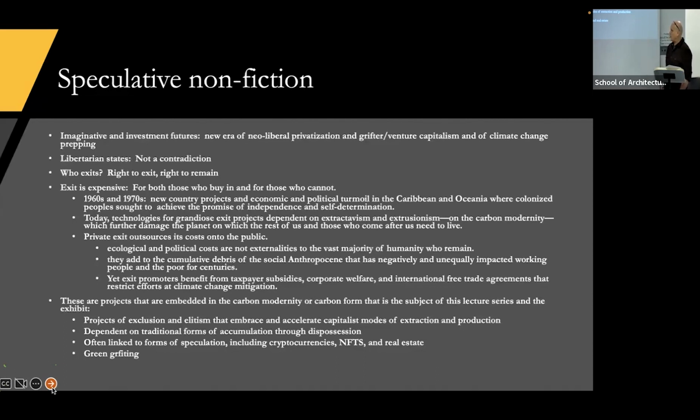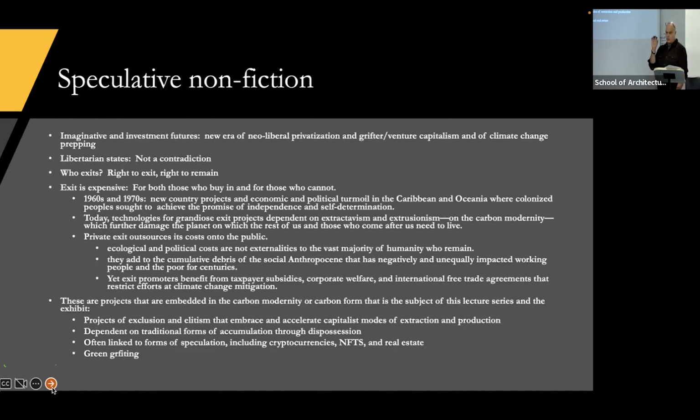And the image, as you can see, is the cumulative debris of what people call the Anthropocene, right? The ways in which humanity has impacted geological change. And again, to emphasize, exit promoters benefit from taxpayer subsidies, they benefit from corporate welfare, they benefit from international free trade agreements that restrict efforts at climate change mitigation. These are projects embedded in carbon modernity, which is the subject of this lecture series. They are projects of exclusion and elitism that embrace and accelerate capitalist modes of extraction and production.